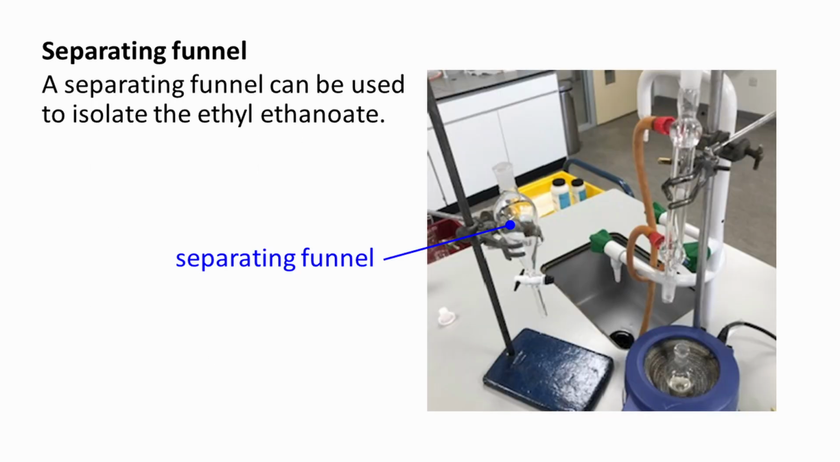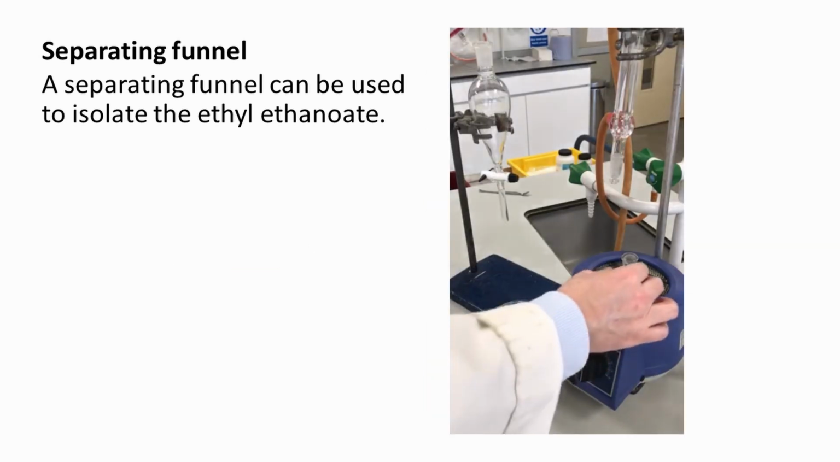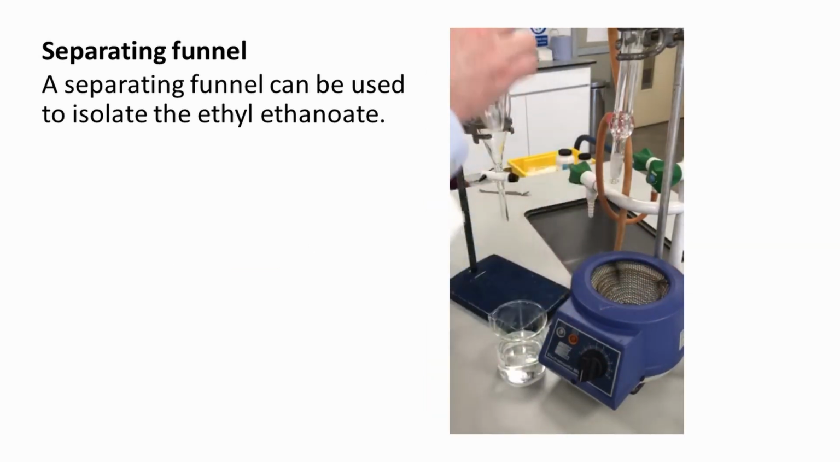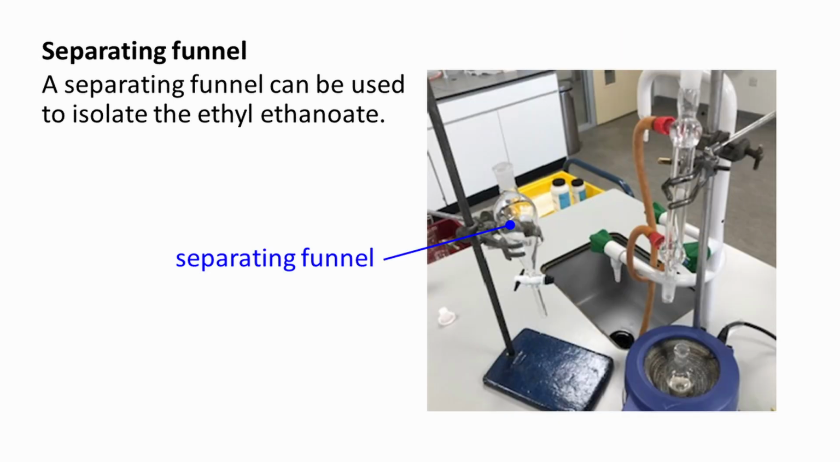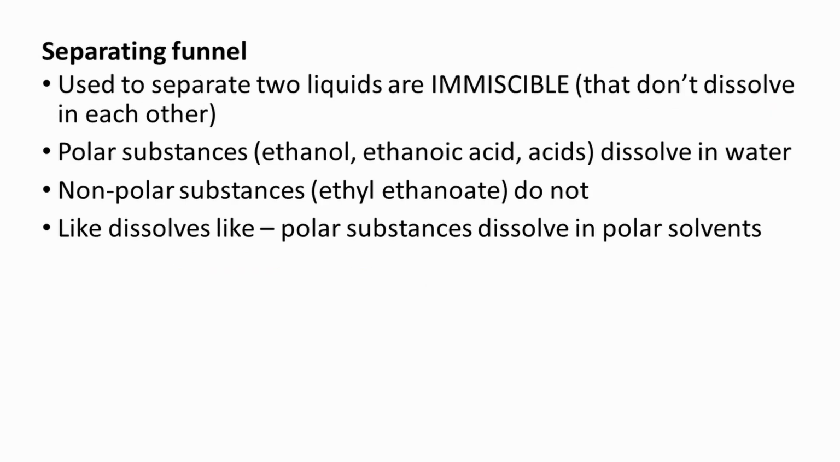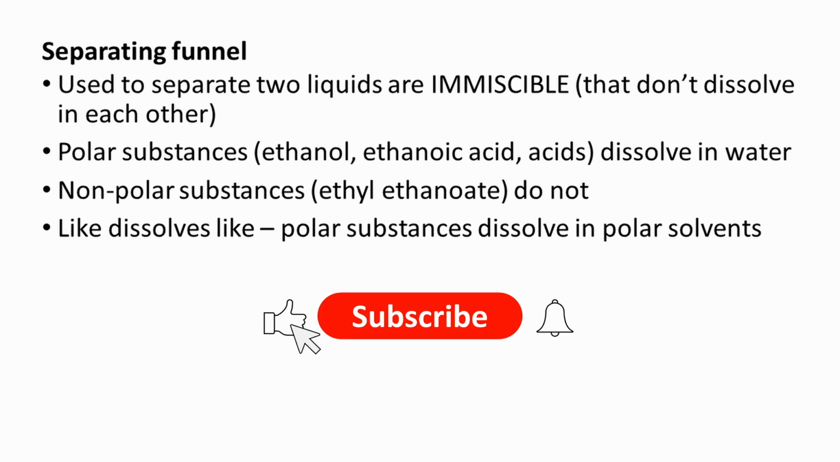In the photograph, reflux apparatus is shown on the right. Following the reflux, when the pear-shaped flask is cool enough, the reaction mixture is poured into the separating funnel. The tap on the separating funnel must be closed and try to ensure that anti-bumping granules remain in the pear-shaped flask. A separating funnel is used to separate 2 liquids that are immiscible, that is, they don't dissolve in each other.